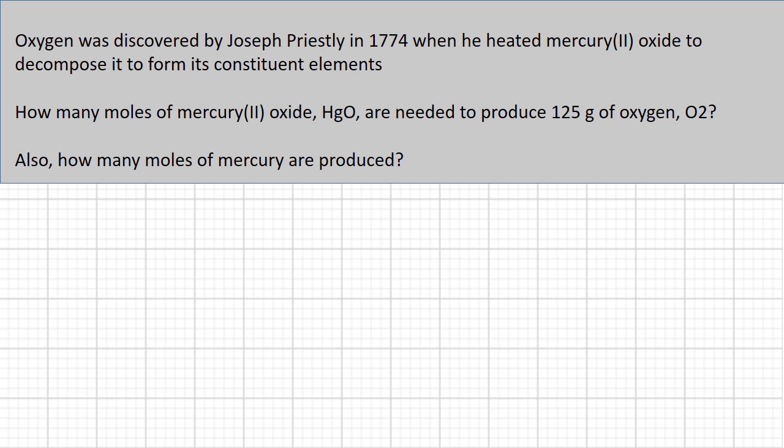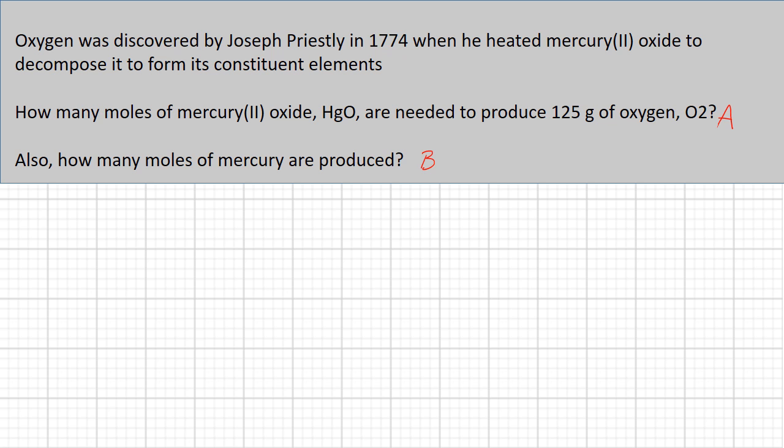Okay, so it looks like a scary question, but I promise you it's not so bad. Question says, oxygen was discovered by Joseph Priestley in 1774 when he heated mercury(II) oxide to decompose to form its constituent elements. How many moles of mercury oxide, HgO, are needed to produce 125 grams of oxygen, O2? And also, how many moles of mercury are actually produced? So I look at this and I see, hey, there's two parts, an A and a B. So let's address each one individually, which should be pretty simple.